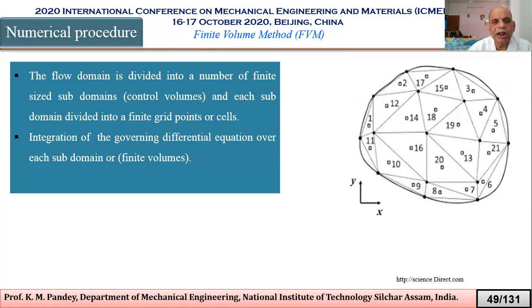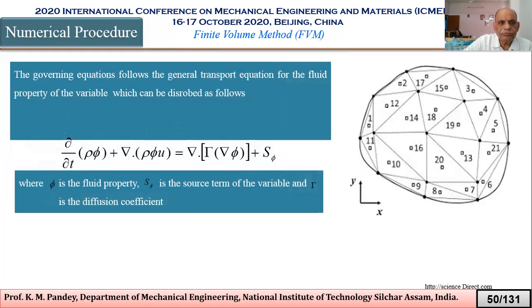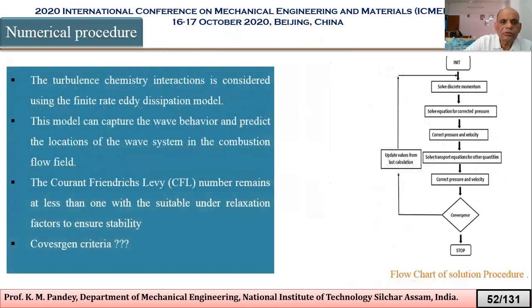And the flow domain is divided into a number of finite sized subdomains, and each subdomain is divided into finite grid points or cells, and the governing differential equation is integrated over each subdomain. And this is the governing equation given in mathematical form. And in fact, our commercial software ANSYS Fluent uses the finite volume method. This I can skip, this slide.